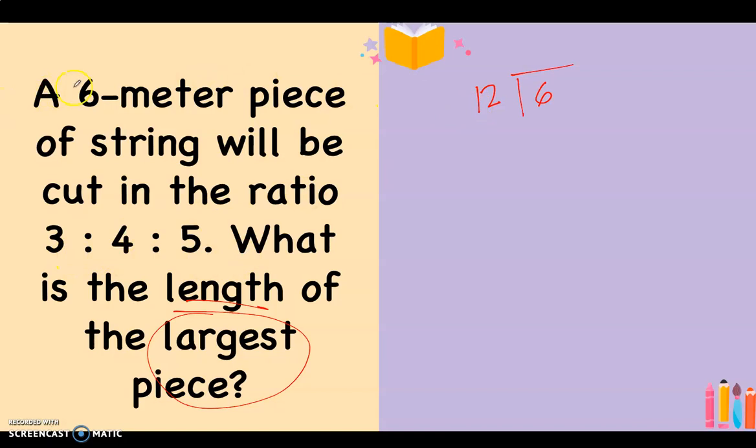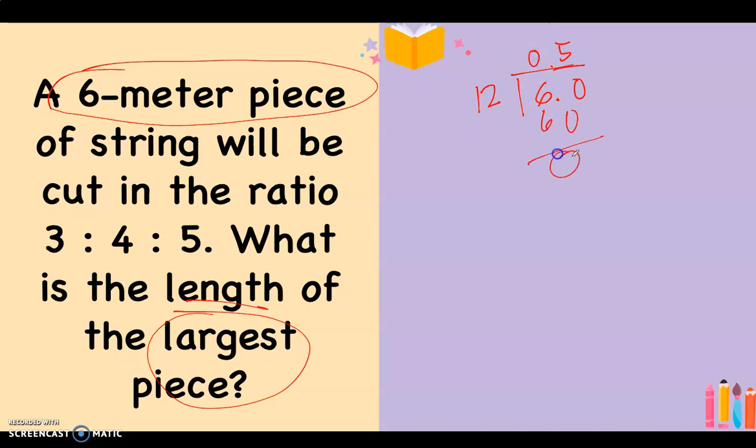Then you divide it with the 6-meter piece of string. So since you can't divide 6 by 12, you add a decimal point, add 0. Then 60 divided by 12 is 5. It is 60. Okay, so no more remainder. The answer is 0.5. Now, what do you think is the largest piece? Of course, this one is the 5. So this is just what we're going to find out.